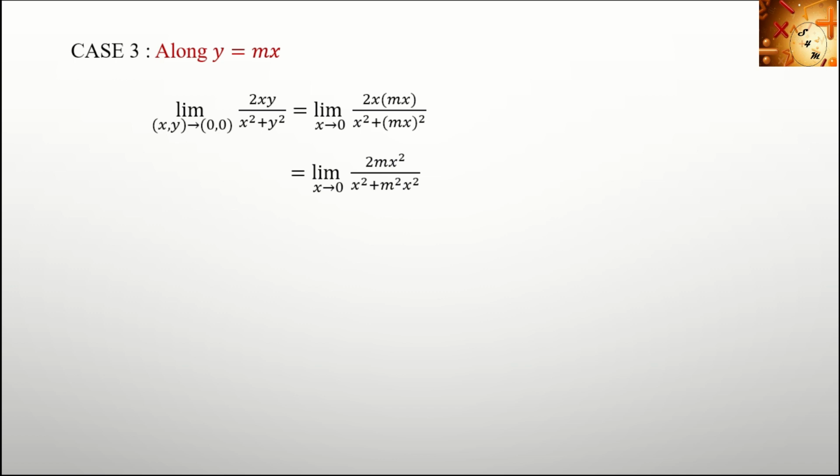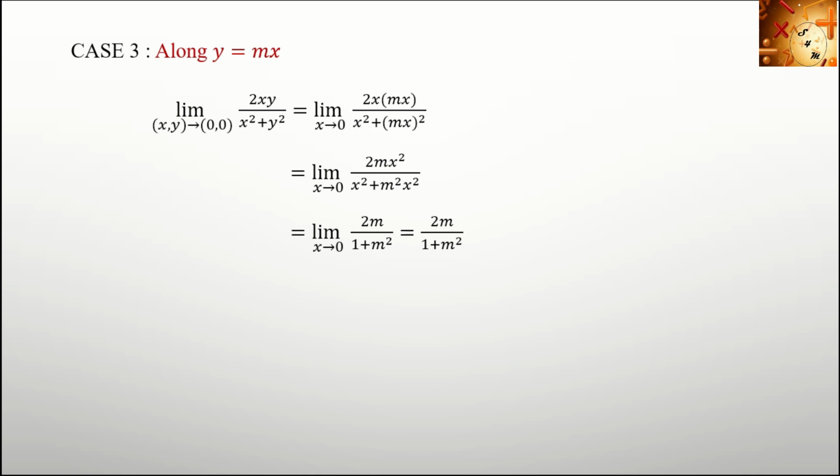Next case, along y equal to mx. Our function is 2xy divided by x square plus y square. Put y equal to mx. We get limit x tending to 0, 2x into mx divided by x square plus mx the whole square. Upon simplification, we get limit x tending to 0, 2m x square divided by x square plus m square into x square. Taking x square as a common term, then limit x tending to 0, 2m divided by 1 plus m square, which is equal to 2m divided by 1 plus m square.